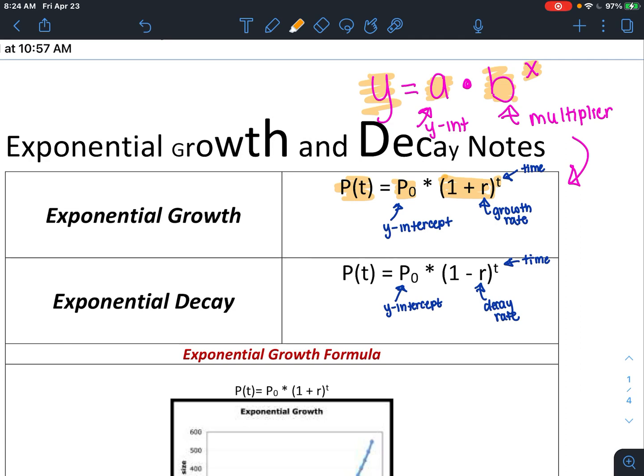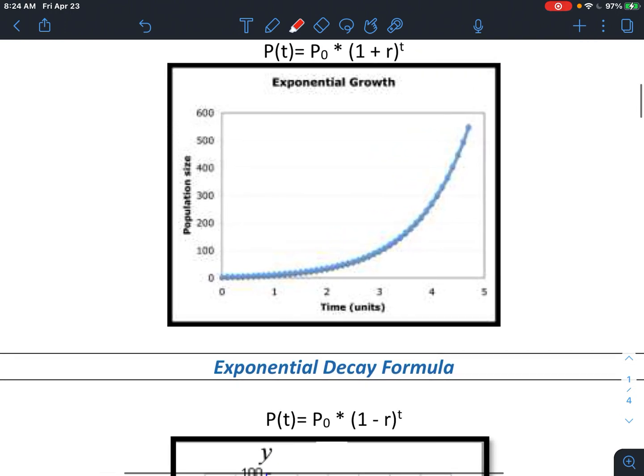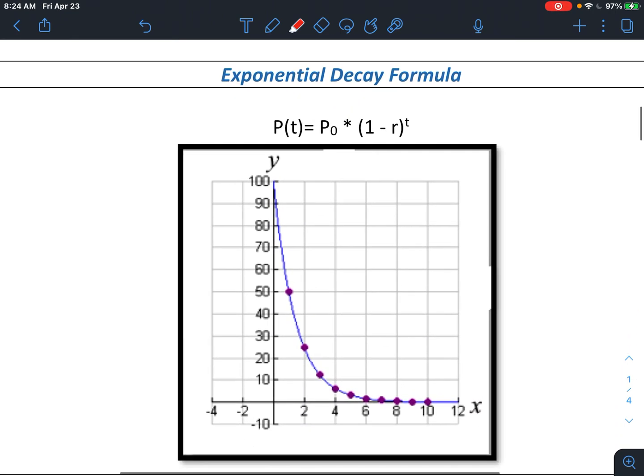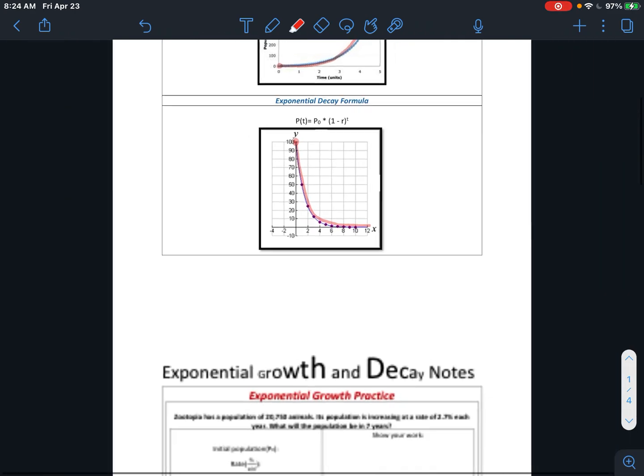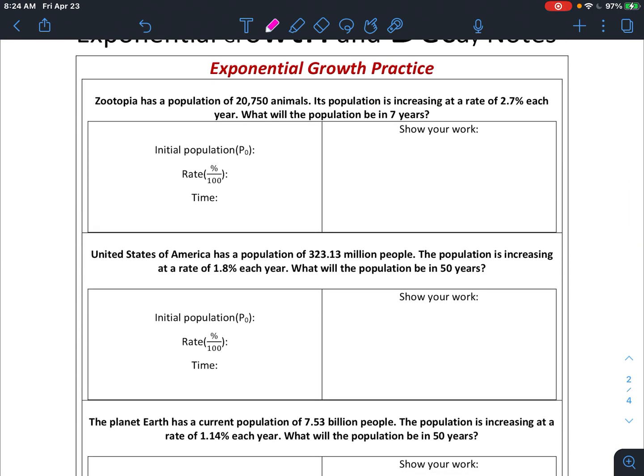Same thing for decay, except notice that in growth we have a plus, and for decay we have a minus. Growth, you're going up, decay, you're going down. So for growth, if we wanted to look at a visual, we're starting off at a small population. We're increasing, and then we quickly increase. For decay, we're starting at a large population. We're going down very quickly, and then we start to even out. Okay, so that's the visual representation. All right, let's go through a couple examples together.